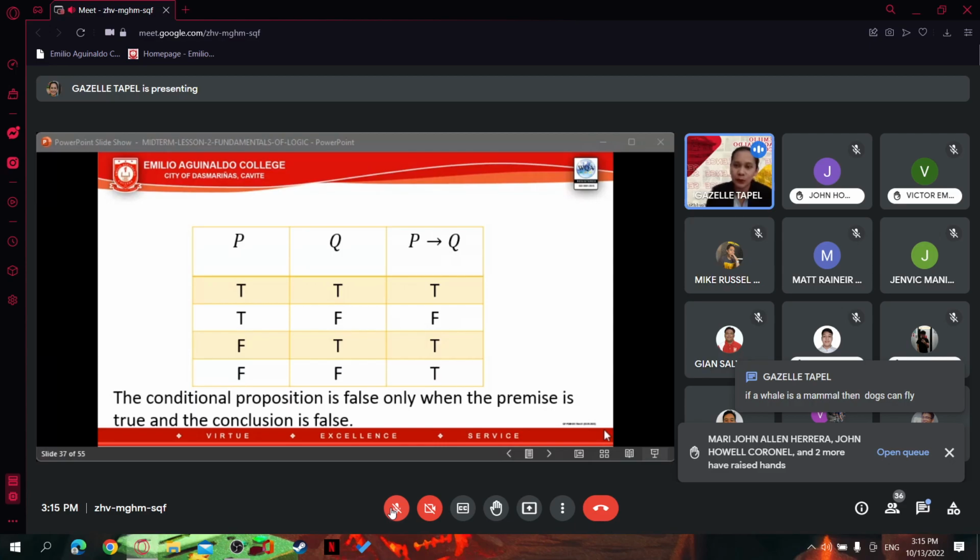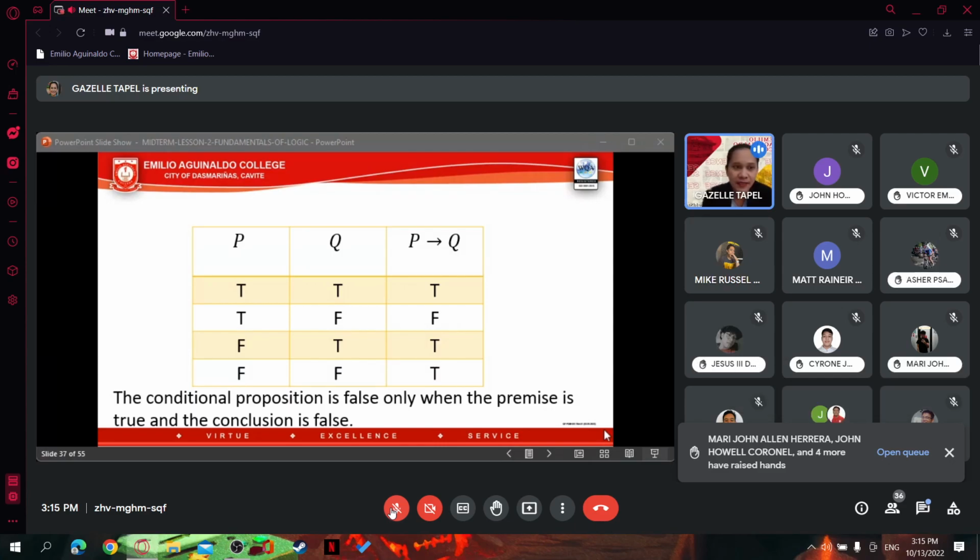What is the truth value of the conditional statement? Yes. Siron. Ma'am, false po. Explain, Siron? Kasi po ma'am, true po yung hypothesis po na yung whale po ay mammal. Pero po false po yung conclusion na dogs can fly. Correct. So since the hypothesis is true, but the conclusion is false, it also follows that the conditional statement is false. Okay, next.